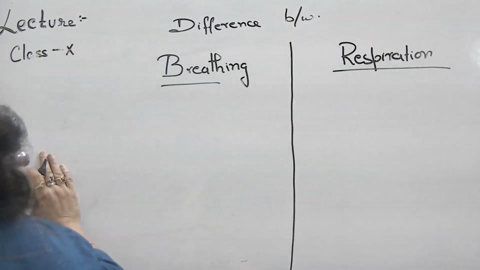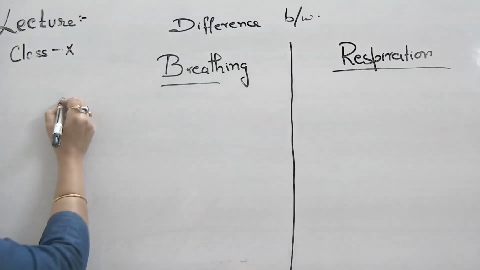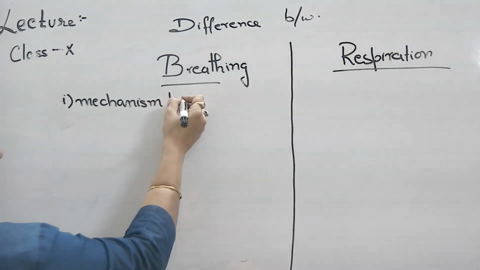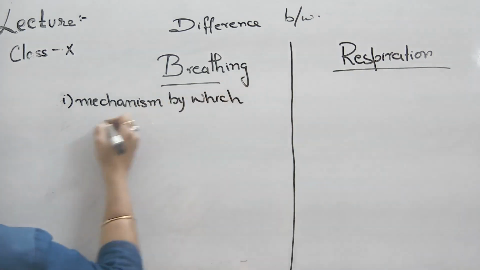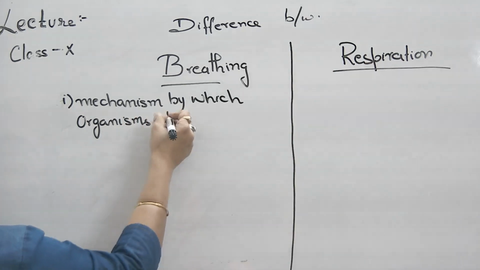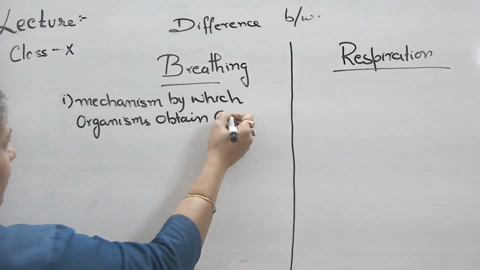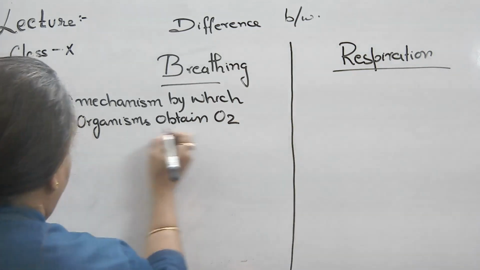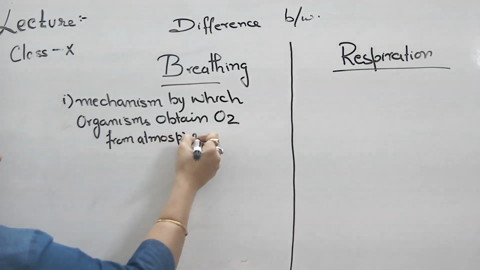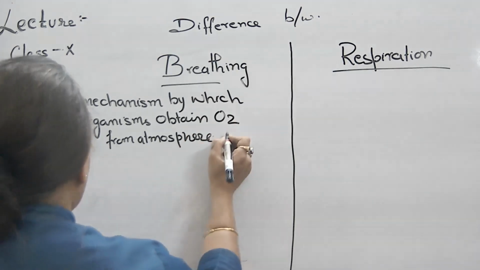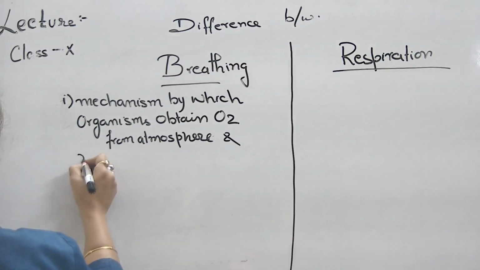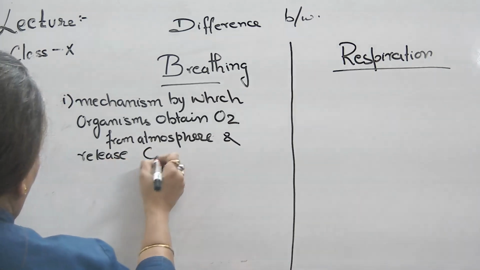So make the first point: breathing is the mechanism by which organisms obtain oxygen from the atmosphere and release CO2.